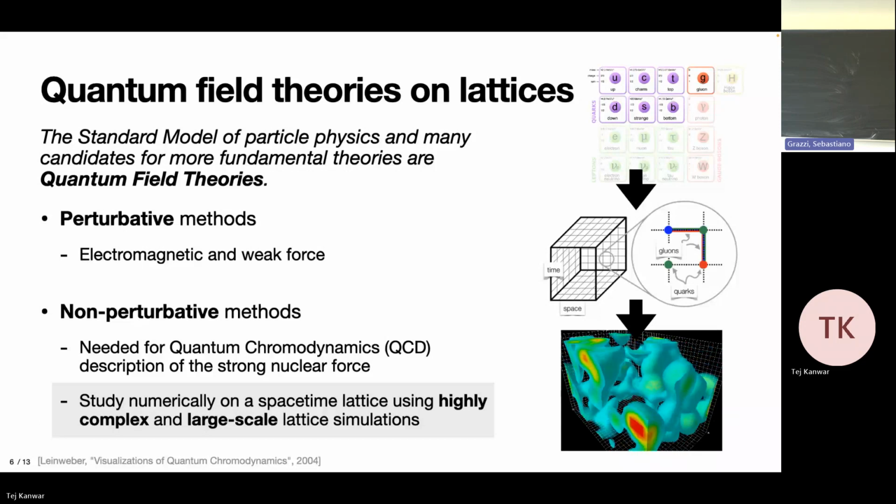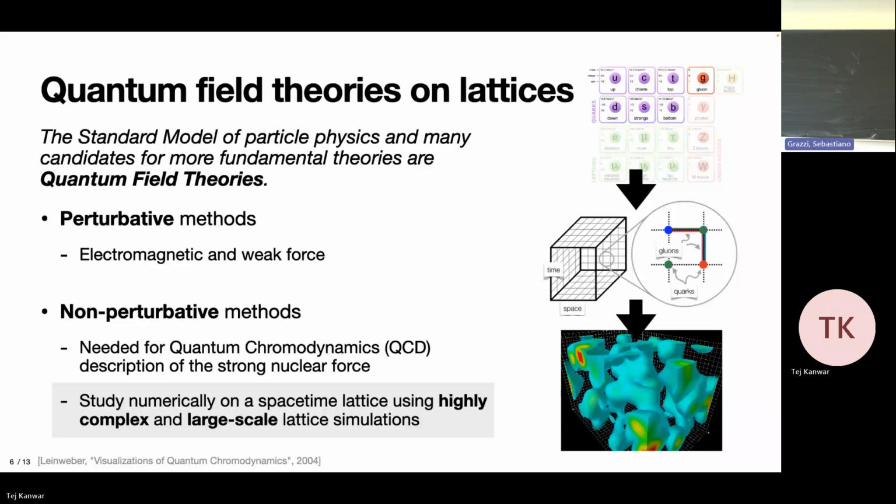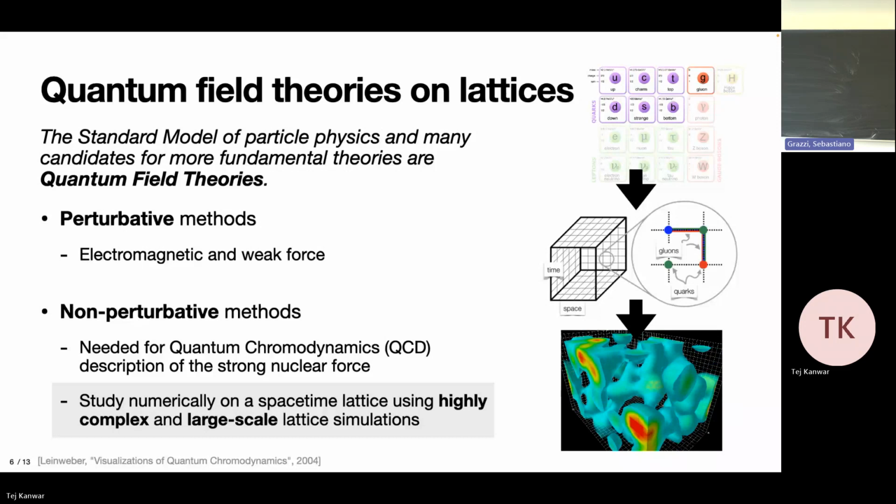So that part of the theory, which talks about the strong nuclear force, cannot be treated with this diagrammatic perturbative method where you do some kind of expansion. And instead, one must resort to so-called non-perturbative methods, and in particular, the most successful of these is studying a quantum field theory on a lattice discretization. And so let me say a little bit about what I mean by that.